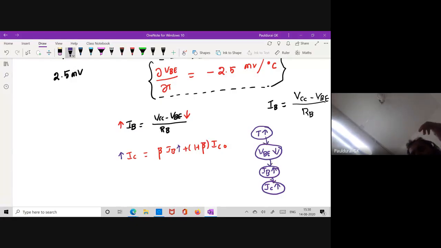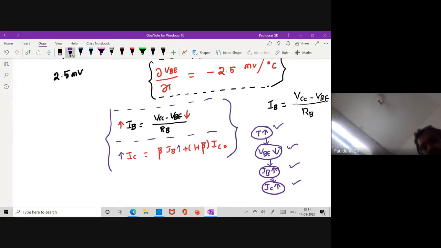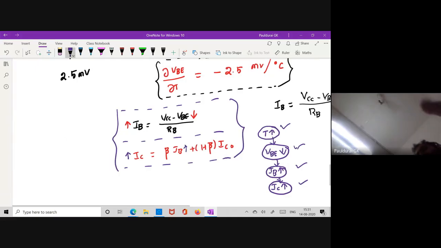So when temperature increases, VBE decreases. If VBE decreases, IB increases. If IB increases, IC also increases by using this formula. Any doubt? Shall I move on?